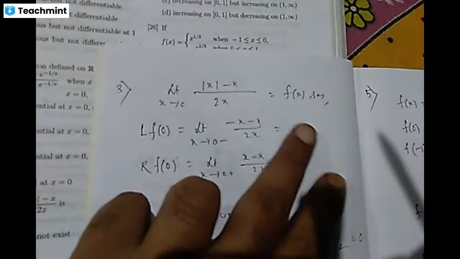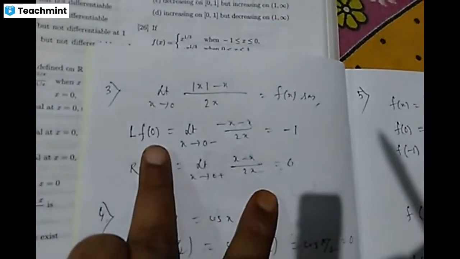Now look at this question. The value of limit x tending to 0 of mod of x minus x by 2x is equal to 0, 1, or does not exist. We can solve this. Look at this. Here you can write down the limit of mod of x minus x by 2x as f(x).